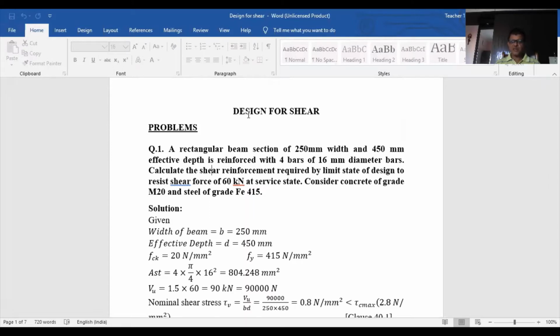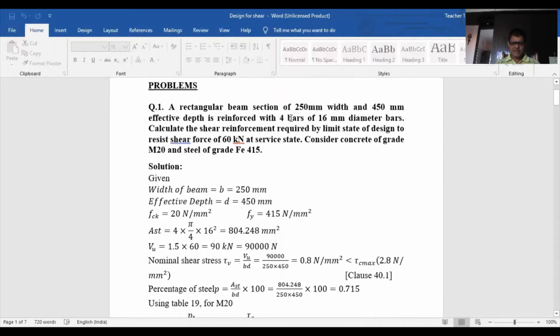So you are advised to see the theory behind design for shear as discussed in the earlier lecture and uploaded on YouTube. Now in the design for shear, we'll discuss three types of problems.